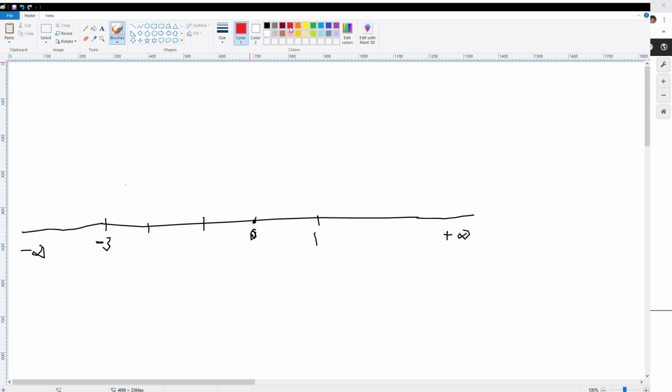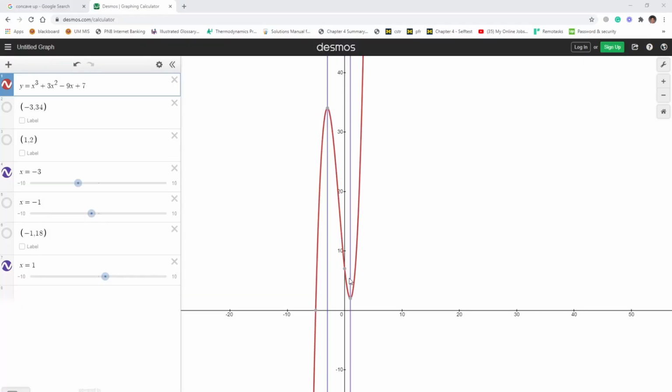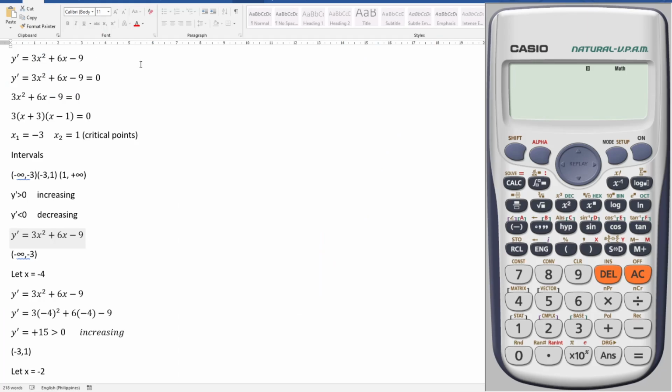So we have that. Our first interval, second interval, and the first interval is increasing because we got 15. Then upon reaching the second interval, it decreases. And then upon reaching the third interval, it increases again. So you can now imagine the function, or the graph of the function, through the first derivative test.